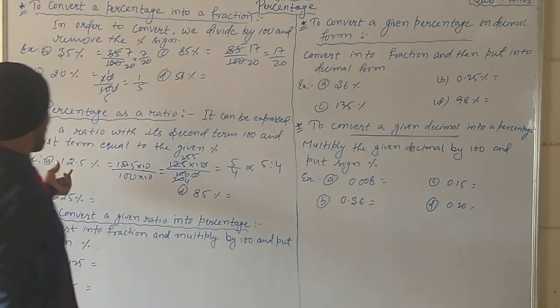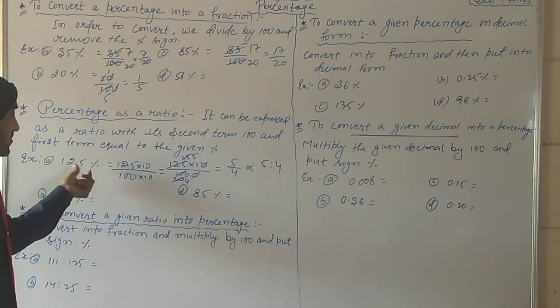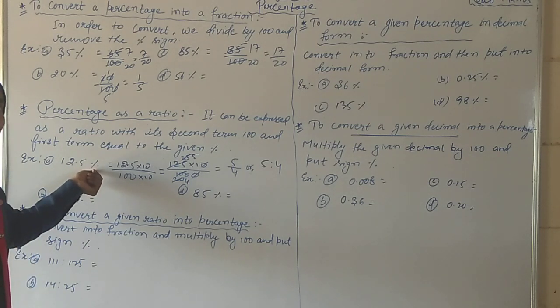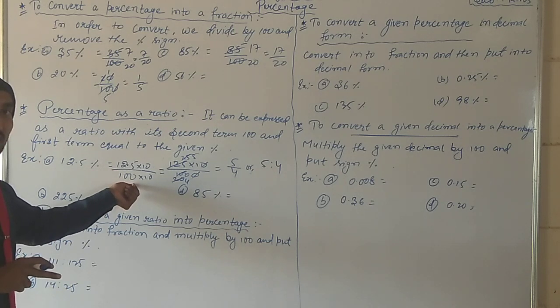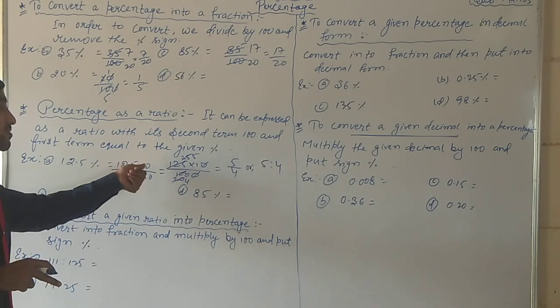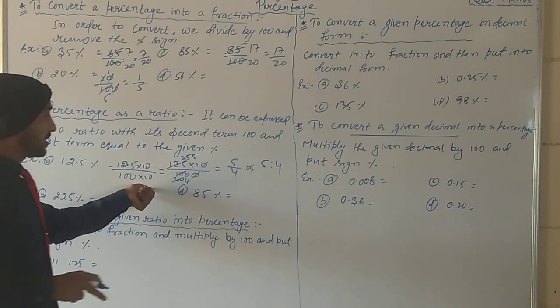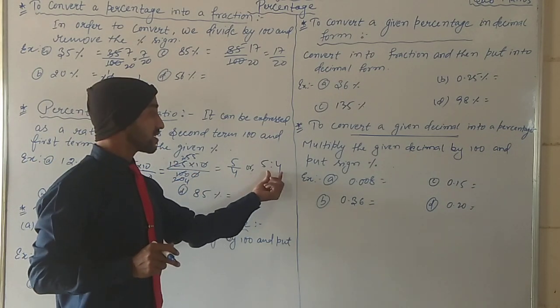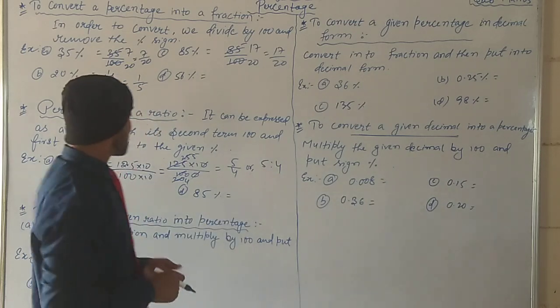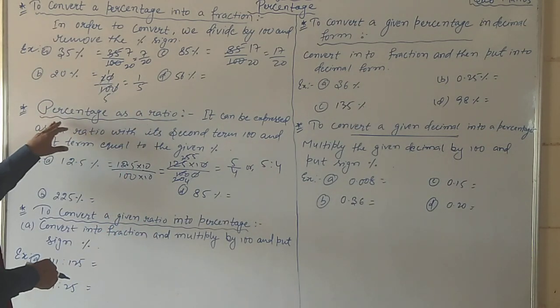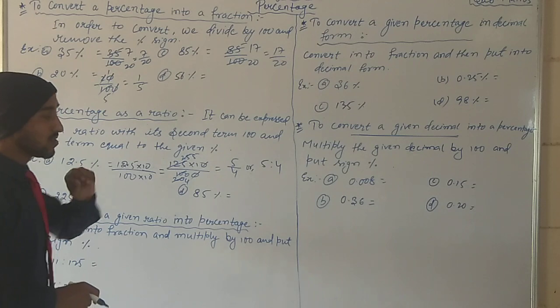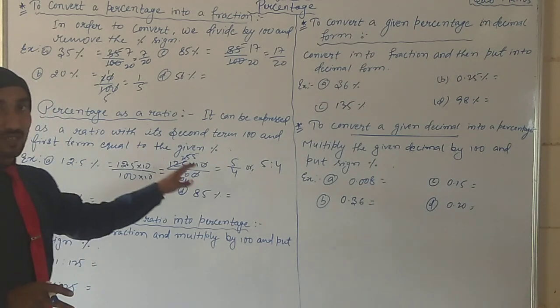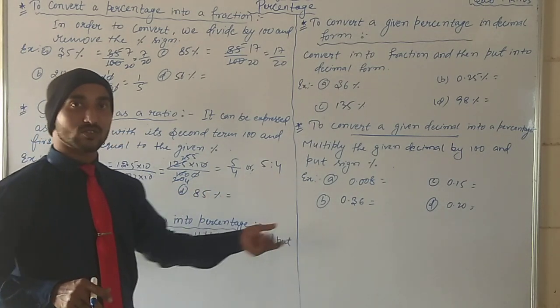So for 12.5%, what did we do? First of all we remove the percentage sign, and then divide by 100. If decimals are there, multiply by the appropriate power of 10. Then reduce to the lowest term, and write the answer in the form of a ratio. So this question says percentage as a ratio, and you have learned how to write a percentage as a ratio.